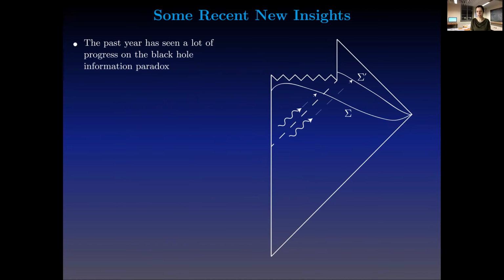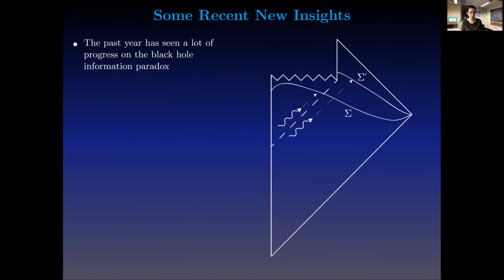So here I've drawn the canonical picture of the evaporating asymptotically flat black hole. And the past year, it's a little over a year at this point, has seen really a lot of progress on the black hole information paradox. Now, of course, we don't investigate the black hole information paradox for its own sake. We investigate it because we are interested in quantum gravity. We're interested in what the resolution implies for perturbative and non-perturbative quantum gravity.